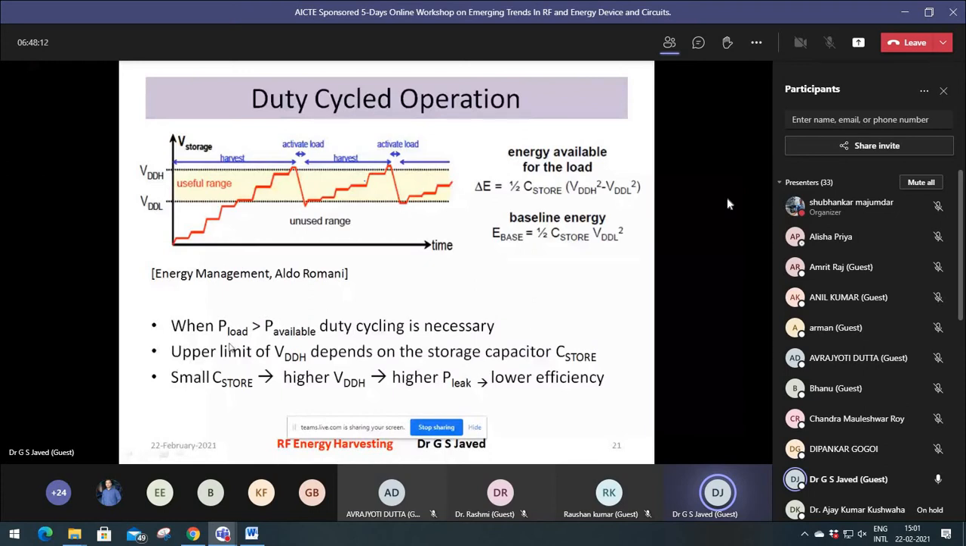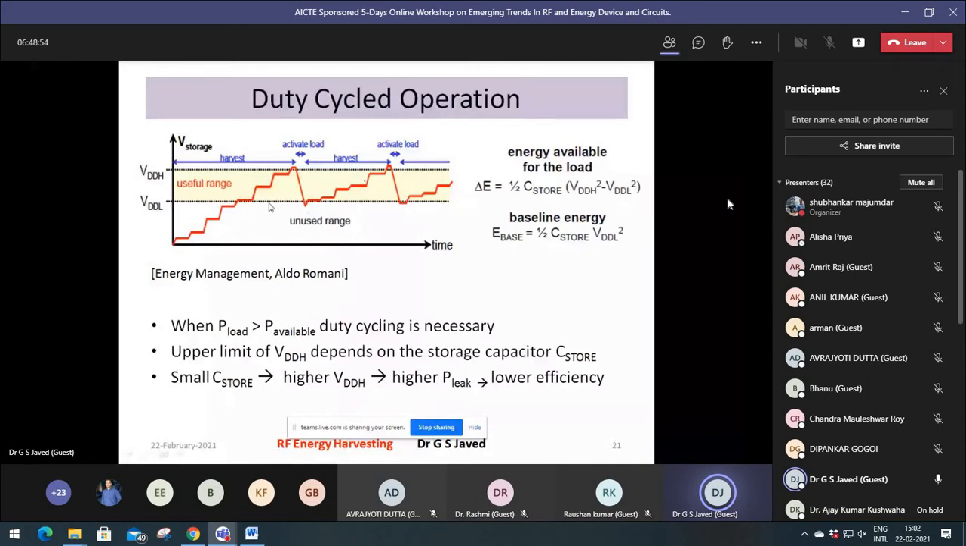So in this case, the upper limit of the VDDH, or the useful storage area, or the voltage, depends on what storage capacitor is present. The storage capacitor acts like an energy storing system, where the amount of energy stored in the capacitor is given by half C store times (VDDH minus VDDL) whole square. So V square is a typical understanding of the power requirement. The power present from the lower limit to the upper limit is where the total power can be used, and power integrated over time gives you the energy.